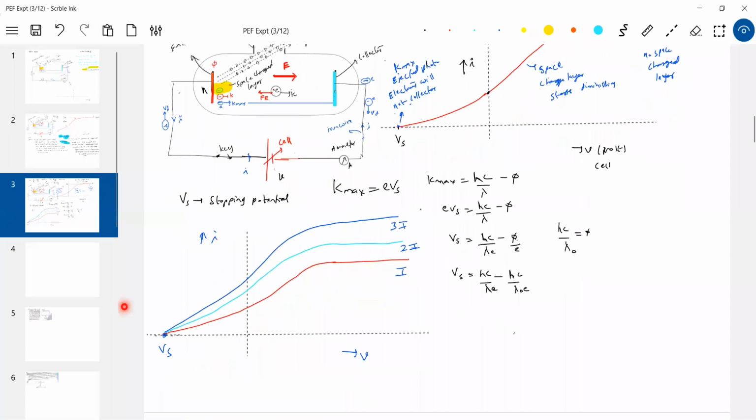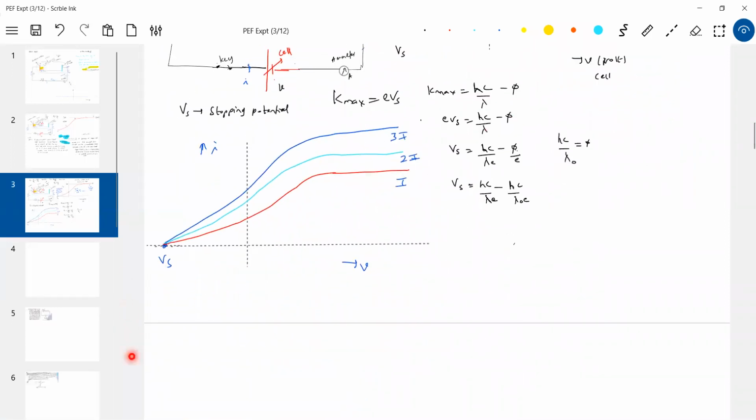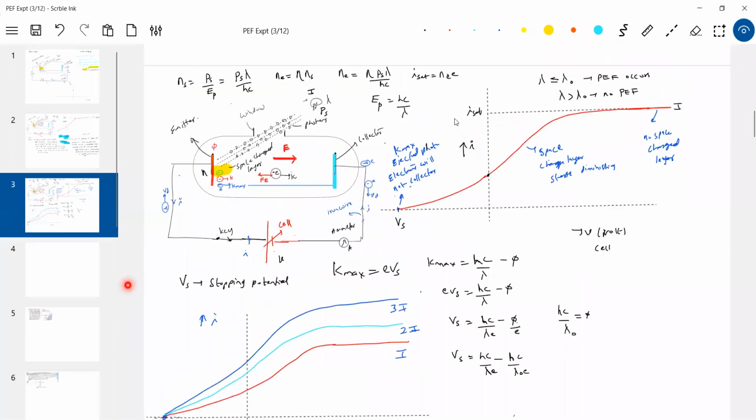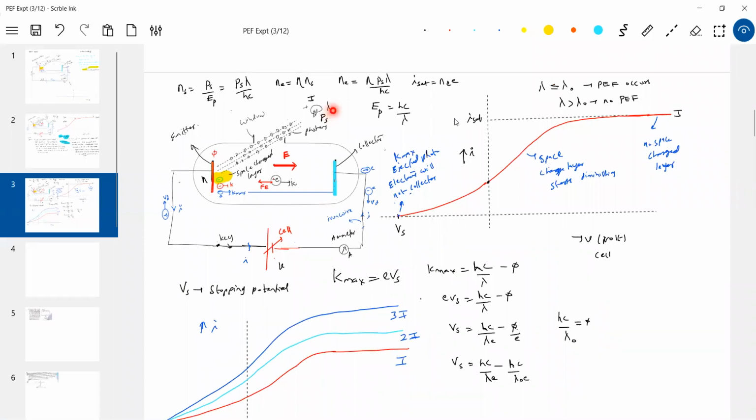Okay, now I'll vary the frequency. Let's see what conditions will come. If I vary the wavelength, I'll decrease it, making lambda less than lambda naught, where lambda naught is the threshold wavelength. As I decrease the wavelength further, the energy of the photon will increase. Now, what will happen to the number of photons? It is fixed. I'm making things clear: the number of photons emitted by the source per second.